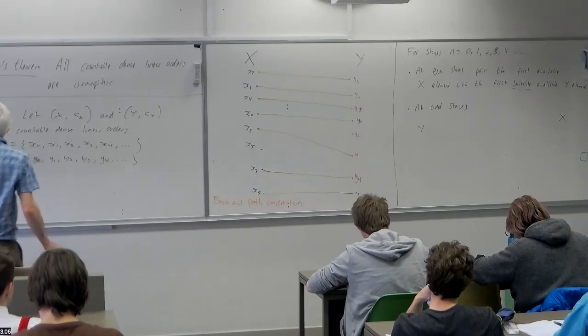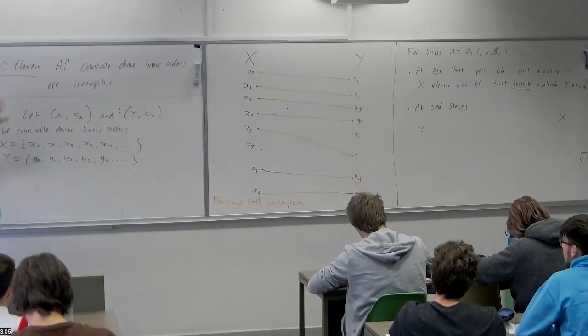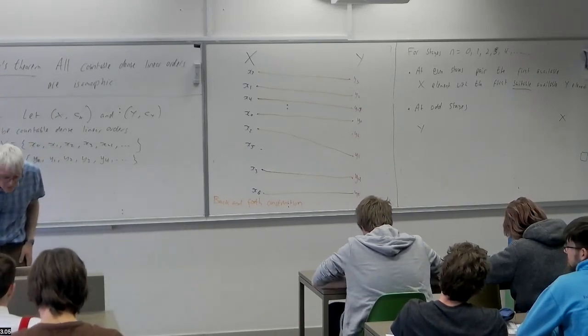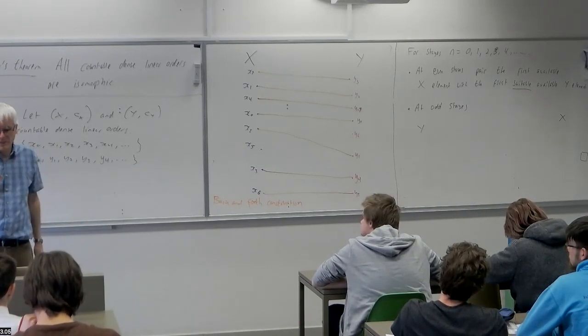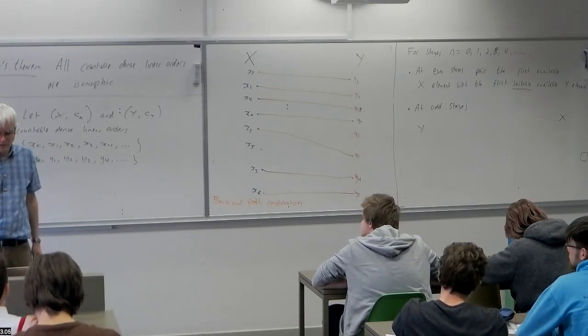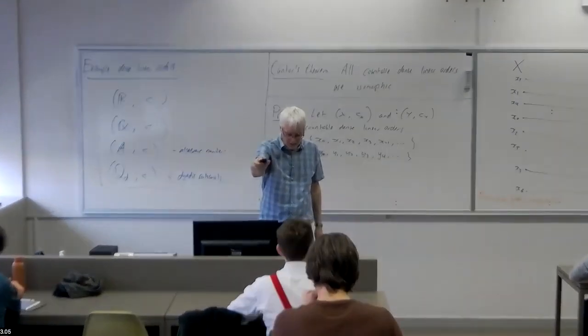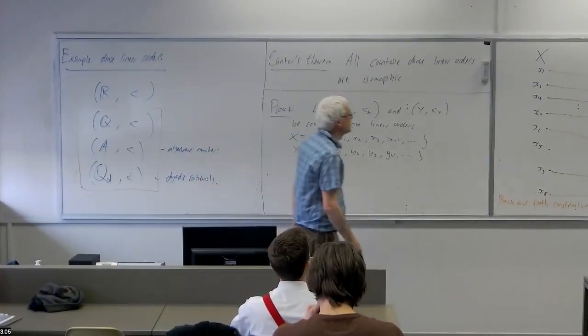Right, okay, so we've got Cantor's theorem: all countable dense linear orders are isomorphic. What does this tell us? As I said, we're aiming to prove that the theory of countable dense linear orders is complete. And actually, that's what it tells us, by a very nice general result.